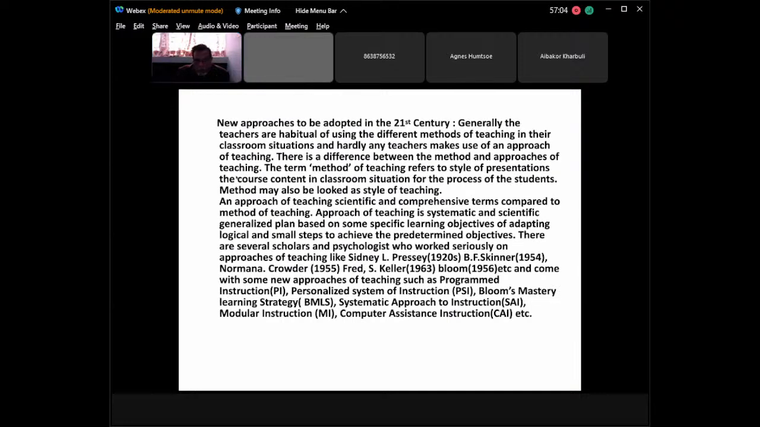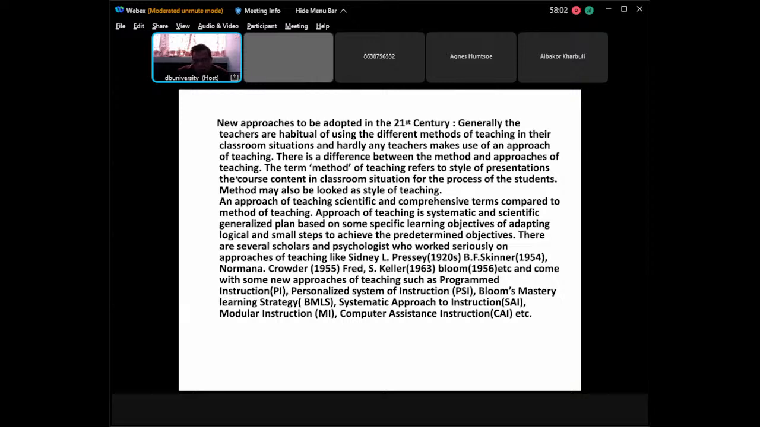Now, under the scope of this instructional technology, the new approaches which have been put: an approach of teaching is a systematic and scientific generalized plan based on some specific learning objectives, adopting logical and small steps to achieve the predetermined objectives. Several scholars and psychologists worked seriously on approaches of teaching, like Sidney L. Pressey, 1920s; B. F. Skinner, 1954; Norman A. Crowder, 1955 (there is a typing mistake on the slide); Fred S. Keller, 1963; and Bloom, 1956.